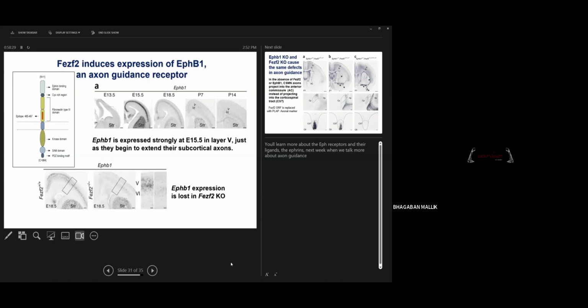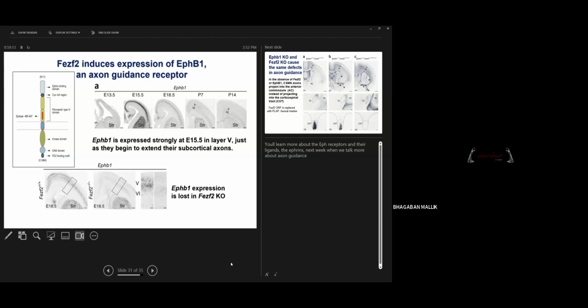Here you can see the different developmental stages, and you can see this protein, EPHB1, is induced because of overexpression of the FEZF2 transcription factor in layer 5. You can see a higher expression of EPHB1 at the 15.5 stage, and it is not there in other stages like P7 or later stages. So that means when you overexpress FEZF2, it induces the expression of the EPHB1 gene. This shows how overexpression of a particular transcription factor is regulating the expression of other gene products.